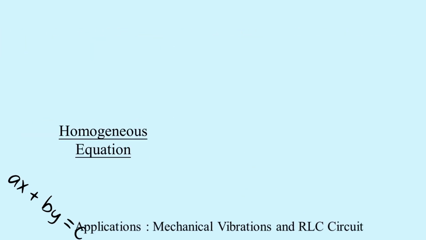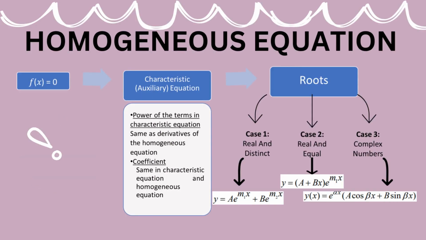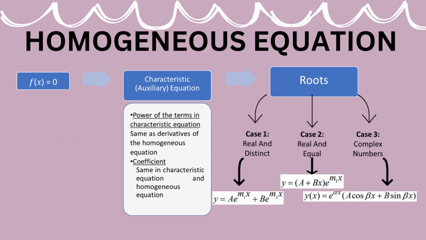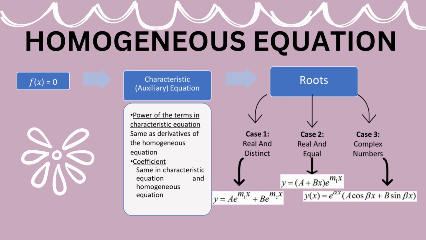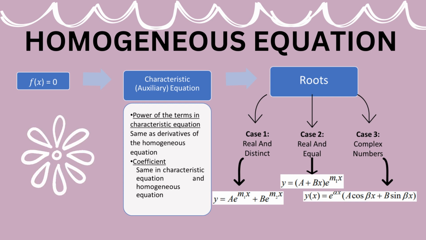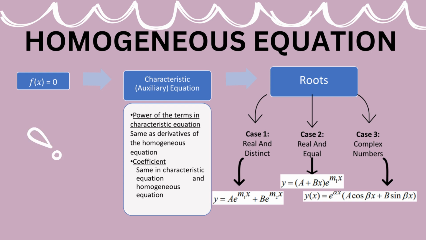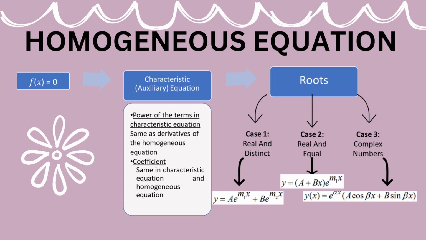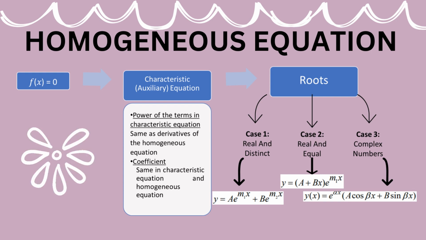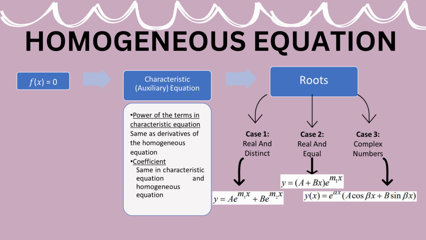For homogeneous equation, first of all, we have to make sure that the f(x) is equal to 0. Then, we have to obtain the characteristic equation. The power of the terms in characteristic equation is based on the derivative of the equation. The coefficient of the differential equation is maintained in the characteristic equation. Then, from the characteristic equation, we can find the roots and identify the types of roots to get the general solution for different cases of roots obtained.